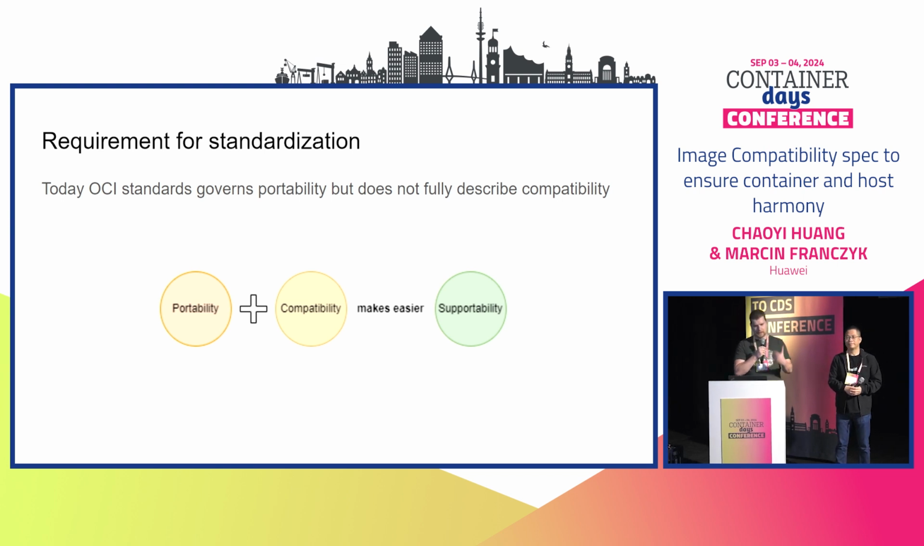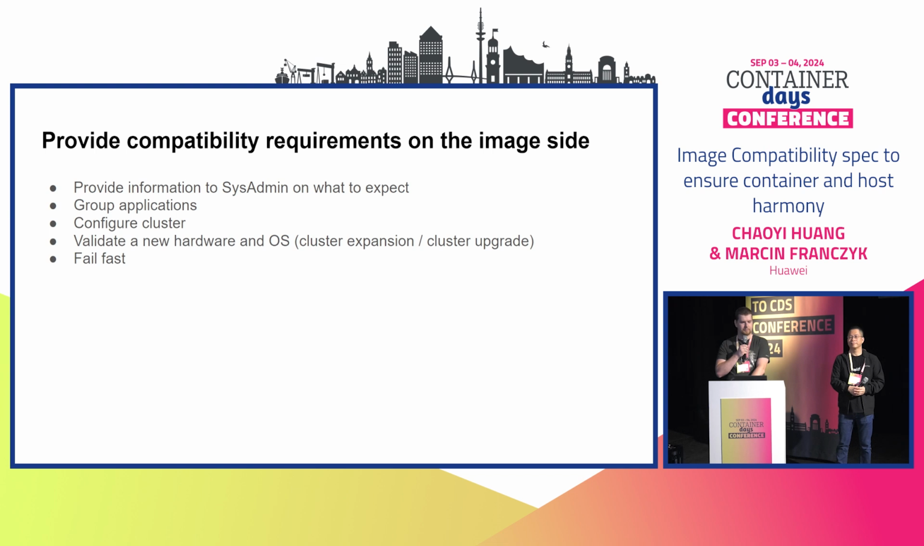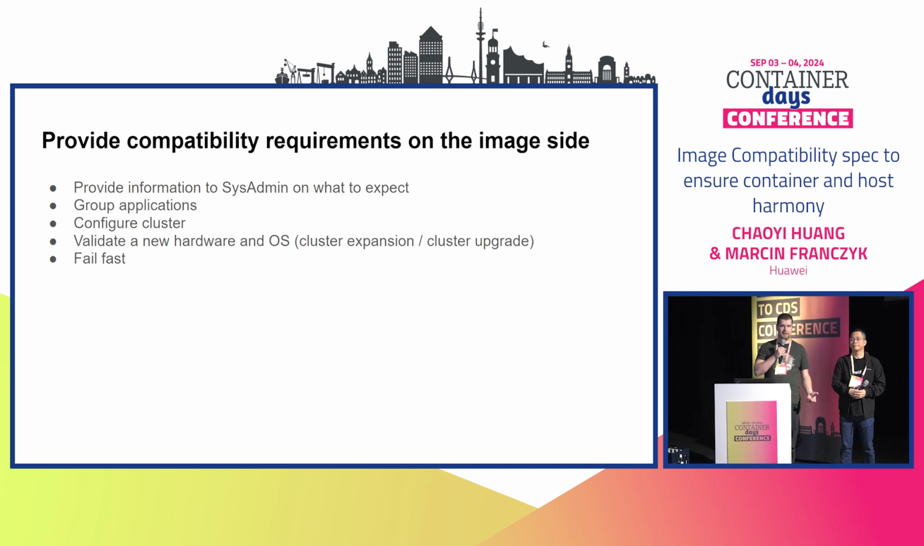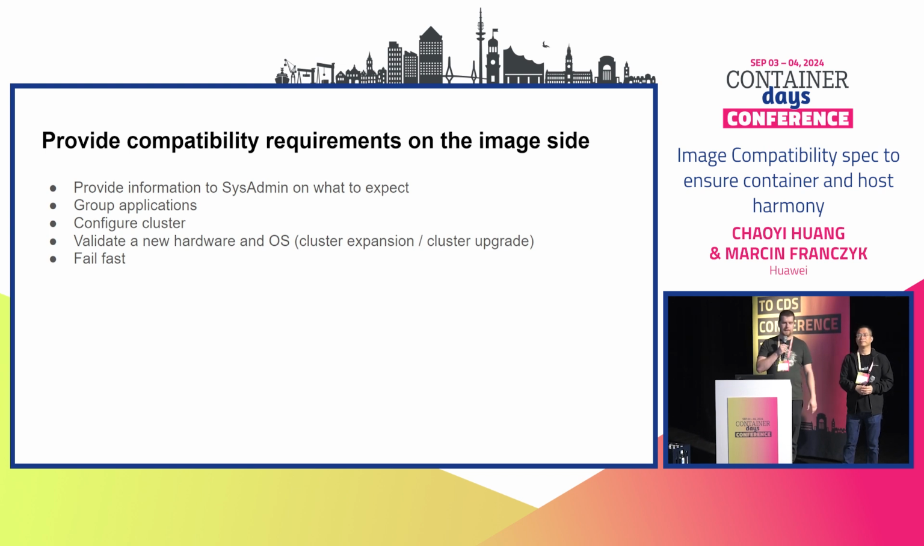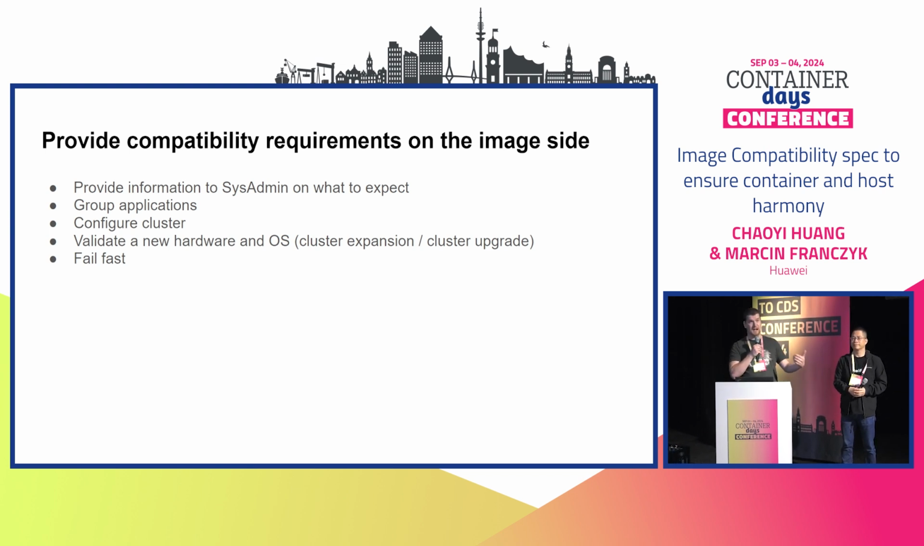So today, OCI doesn't have this compatibility standard, and we believe this is a problem. Because once we have this, we make supportability much easier. Once we are able to provide this information on the image side, we will be able to provide more information to sysadmins on what to expect, especially crucial if you have dedicated clusters and consume third-party applications. And if you have hundreds of these applications, it's better to make some automation based on that, so you are able to consume this in a better way, right? Instead of all the time looking into documentation, trying to run this and see what's failing.